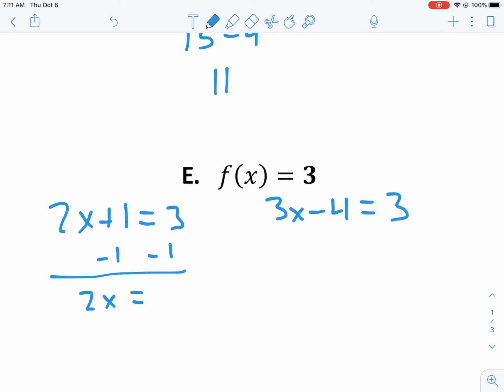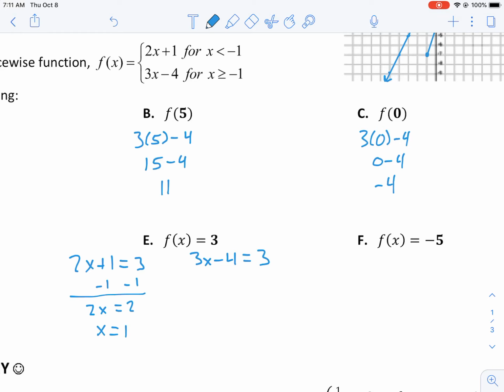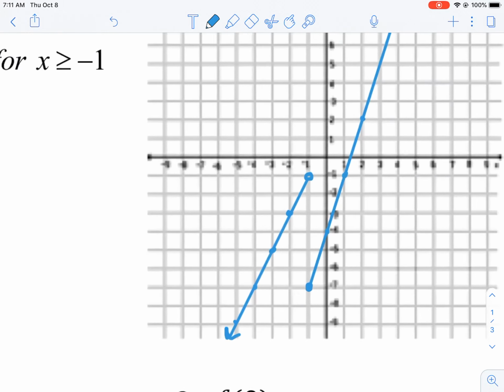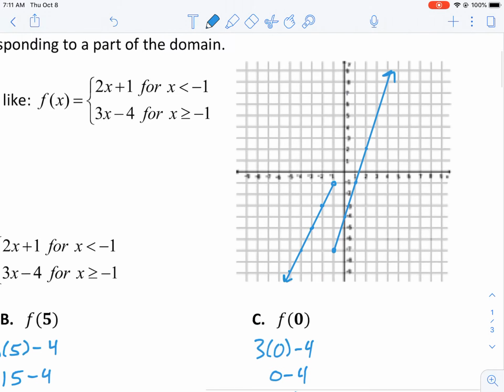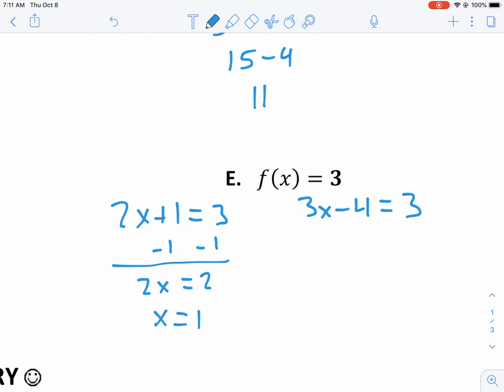So we got 2x equals 2. So we've got x equals 1. So if the top equation was going to equal 3, it would be at x equals 1. So in order to find out if that's a solution, you have to ask yourself, does x equal 1 happen under this domain restriction? Well, no, right? 1 is not less than -1. So this graph on the left is eventually going to hit 3, but it never actually does. It stops short. So this is actually not an answer, okay?